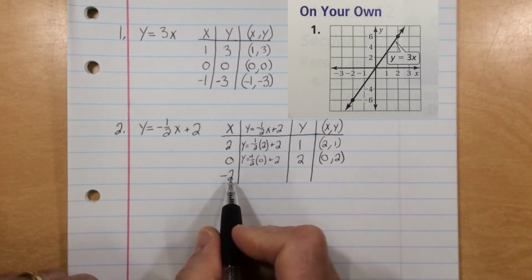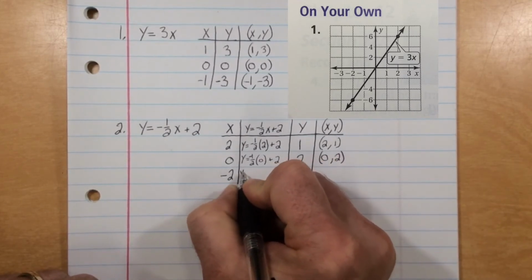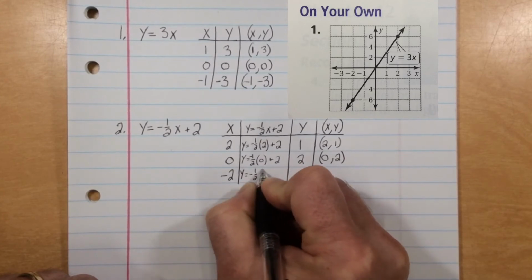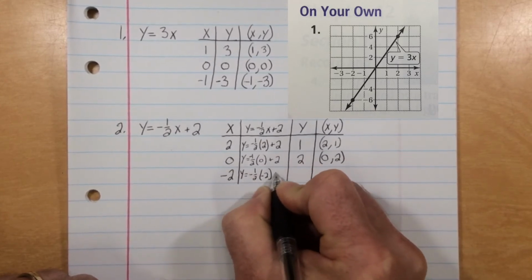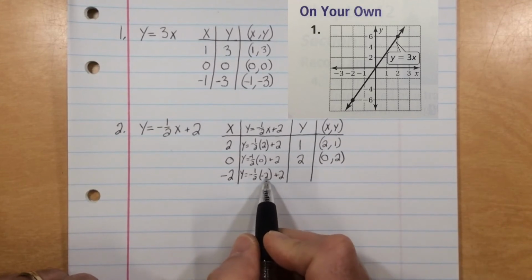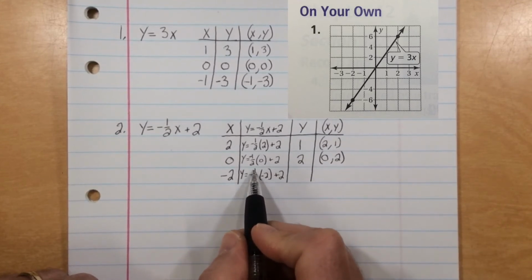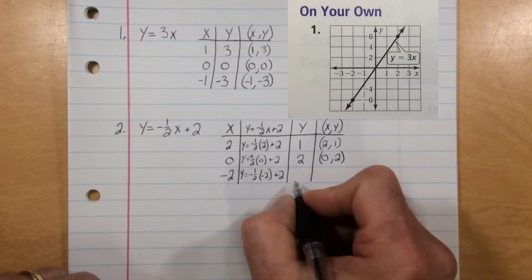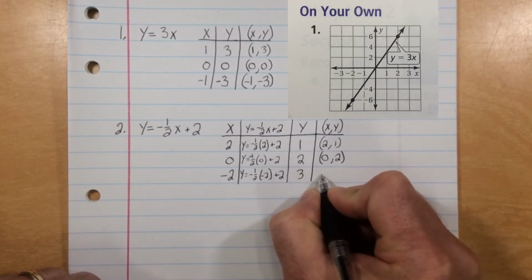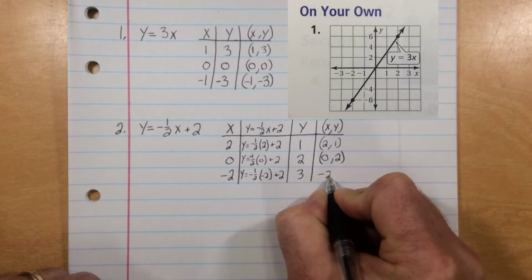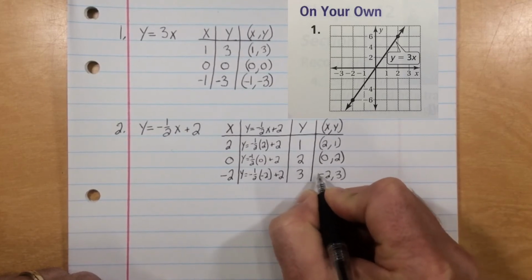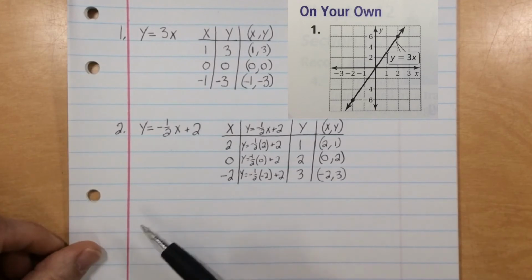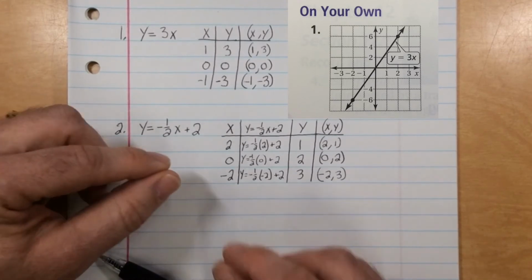And our last one, if I put negative 2 in there. Negative 1/2 times negative 2 plus 2. Well, negative times a negative is a positive, and 1/2 of 2 is 1. So 1 plus 2 is 3. So our point here will be negative 2, 3. And when we graph that on our coordinate plane, our answer is going to look just like this.